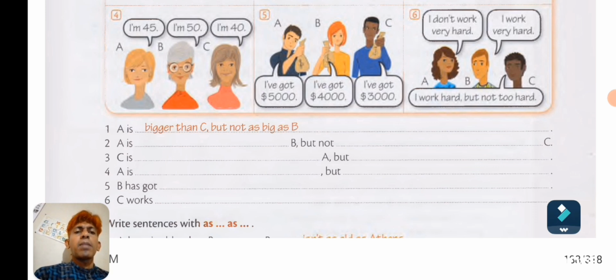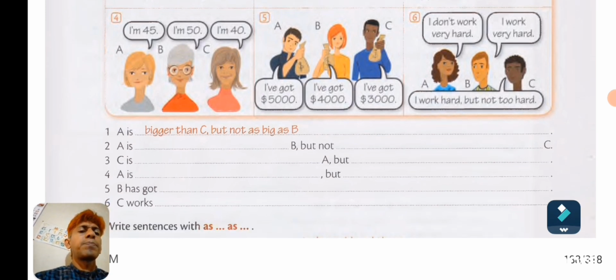Right. Now, you can make a sentence. A is older than C, but not as old as B.